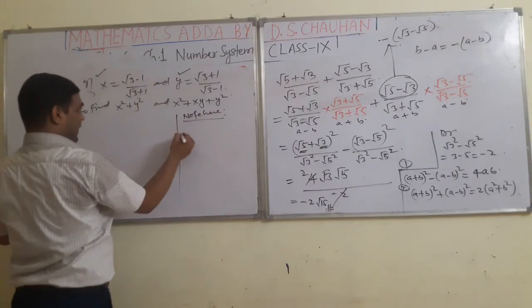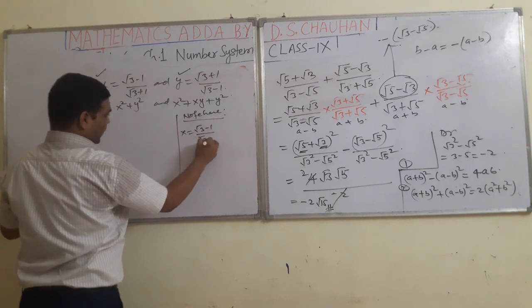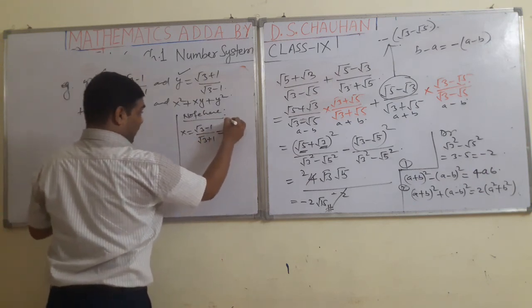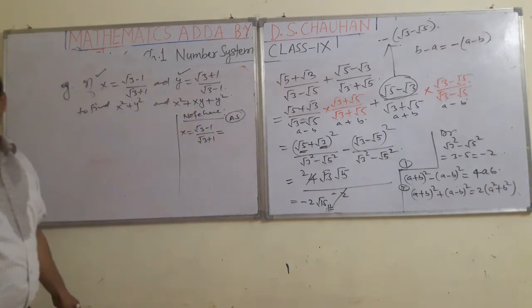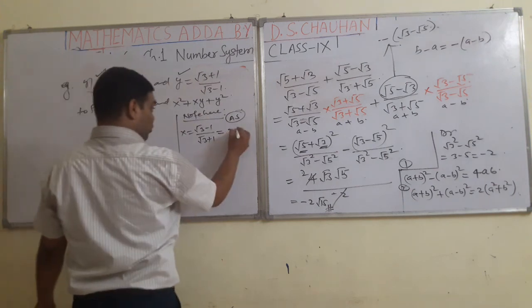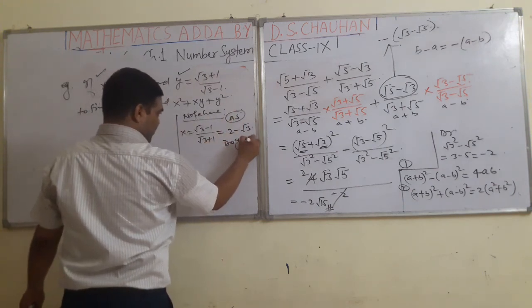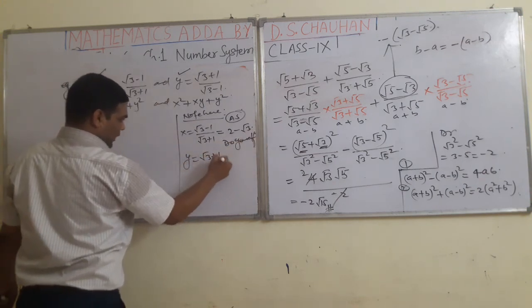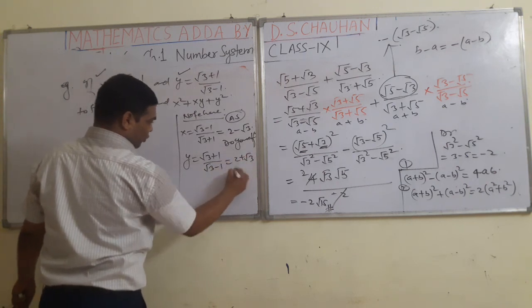As you simplify x, which is (root 3 minus 1) upon (root 3 plus 1), I am leaving it for you. After simplification, what I am telling you is that it will come 2 minus root 3. Do it yourself. Similarly, I have done y: (root 3 plus 1) upon (root 3 minus 1), it will come 2 plus root 3. Do it yourself.